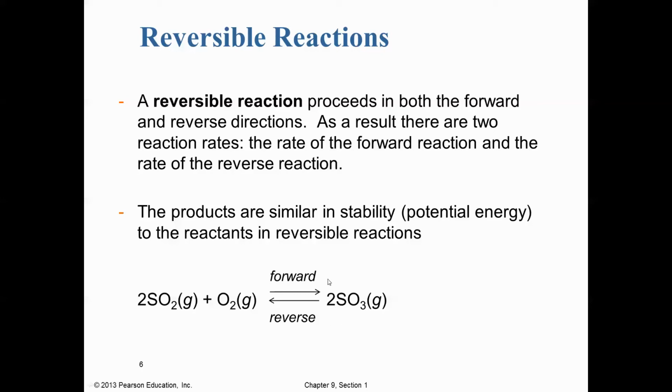If the product is much more stable, much lower in energy, then our reaction will not go in reverse. So this is why you never see carbon dioxide and water magically recombine to reform gasoline or firewood when you burn it, things like that. Only certain reactions have this ability to go in both directions, but these types of reactions are actually extremely important in biochemistry.